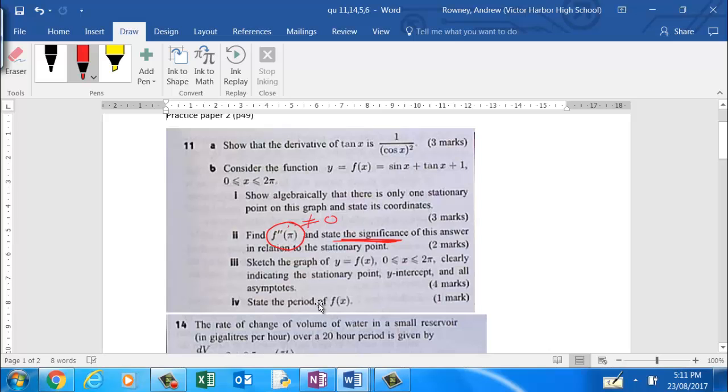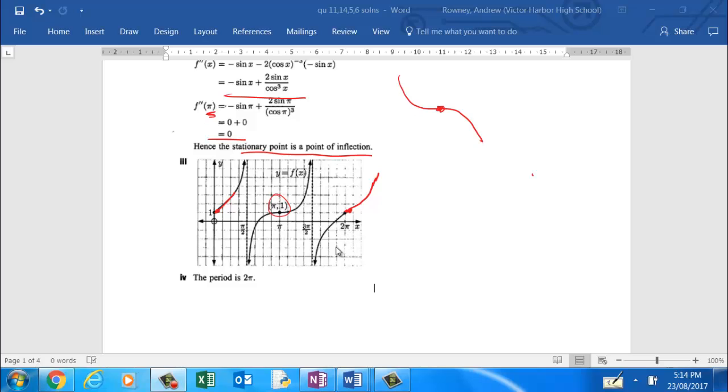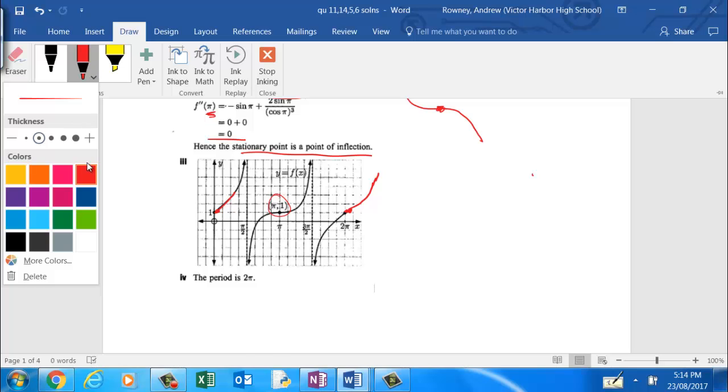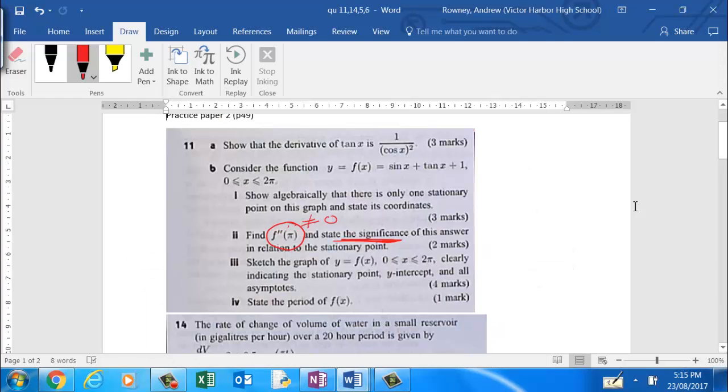This is sketch the graph and then state the period. Now the period, it says here 2 pi, but I disagree with that, because it looks like the time for it to repeat, you could take it from here to here. That's the time for it to repeat, which is actually pi. This is pi on 2, that's 3 pi on 2, the difference between that is pi. Okay, so now back to 14.